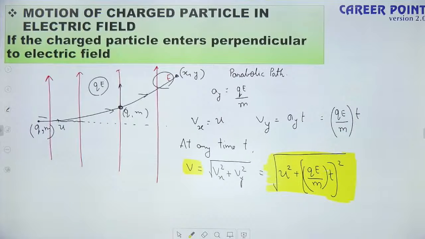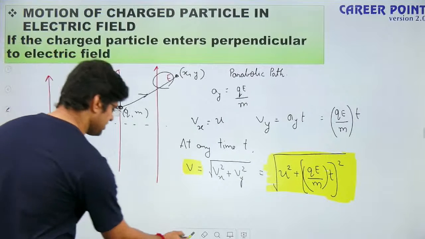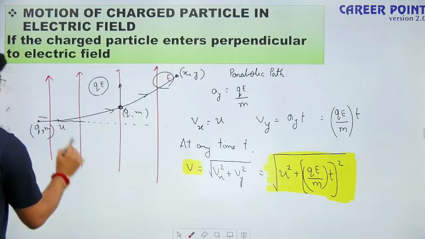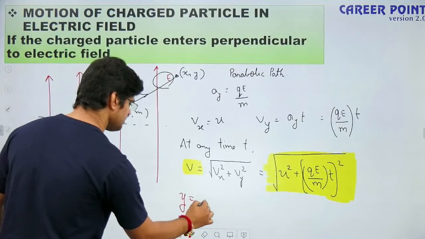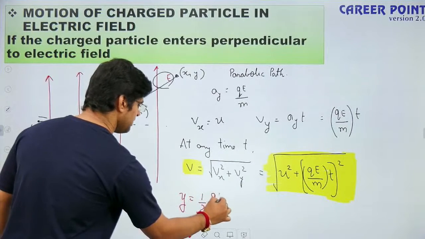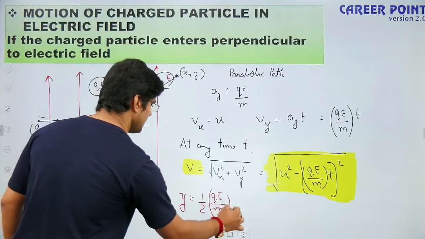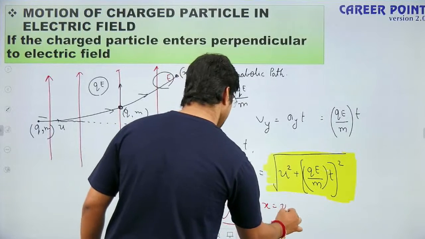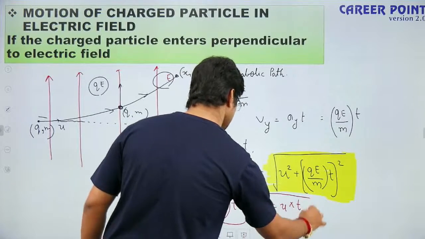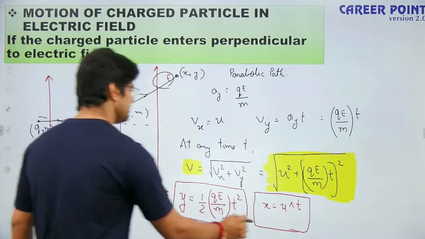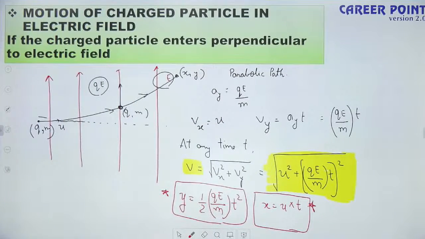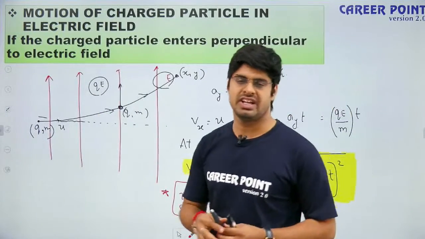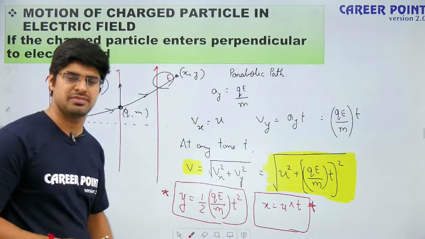What else can we suggest here? Distance travelled in y direction. If you have to calculate distance travelled in y direction, y is equal to half into qe by m into t square, and x is equal to u into t. That's how we are supposed to analyze when a charged particle is entering perpendicular to the electric field, or anywhere in the region where electric field is present.